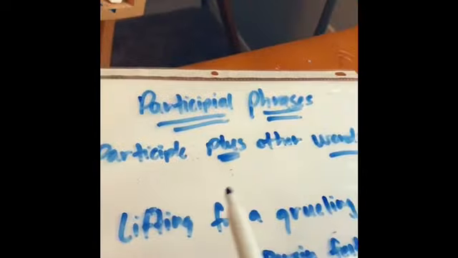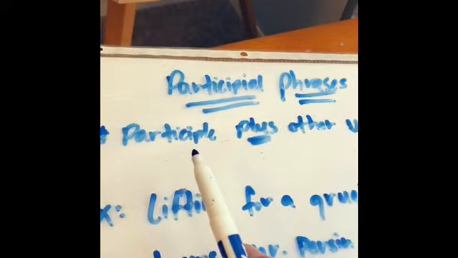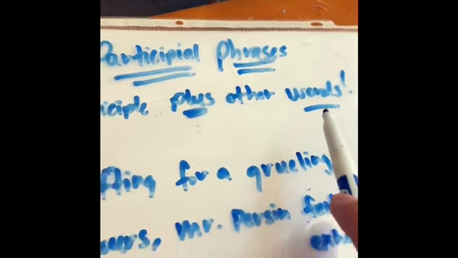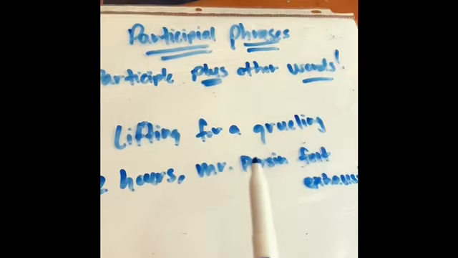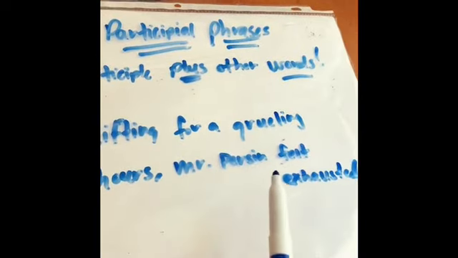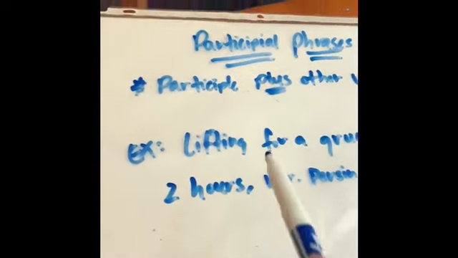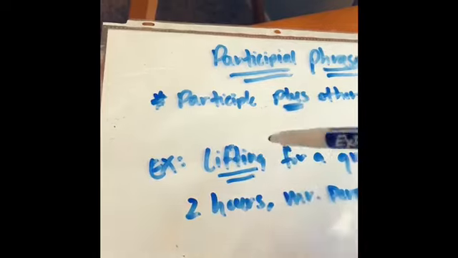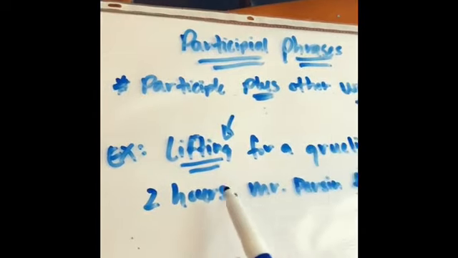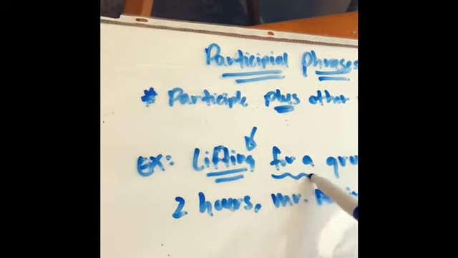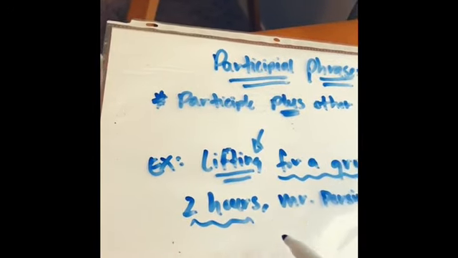So that's participles. They will enhance your writing, but let's look at something called participial phrases, to make it a little more juicy. So, a participial phrase is a participle plus other words. Let's look at the example. Lifting for a grueling 2 hours, Mr. Person felt exhausted. Lifting is our participle, ending in -ing, but here are a few other words: for a grueling 2 hours.